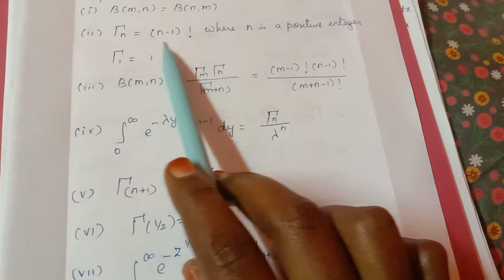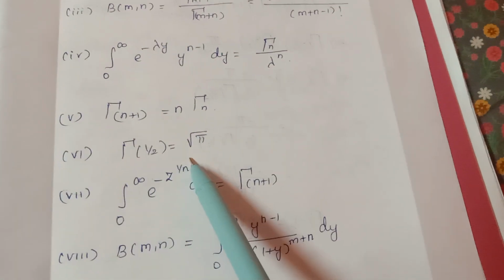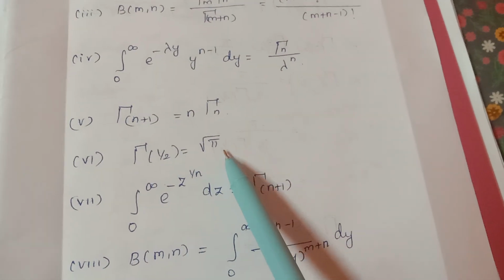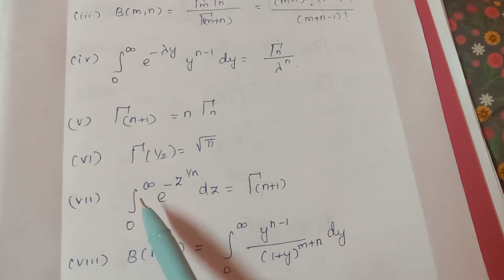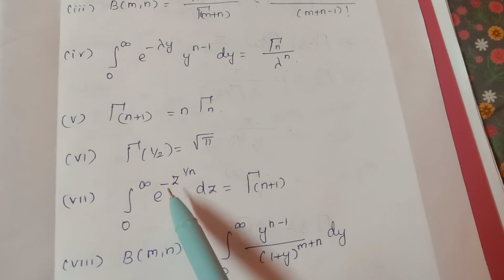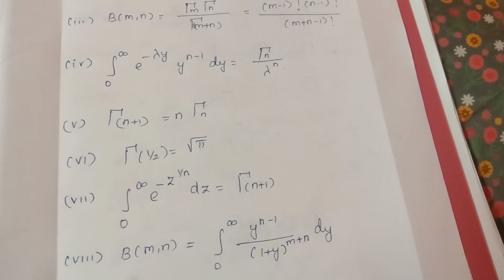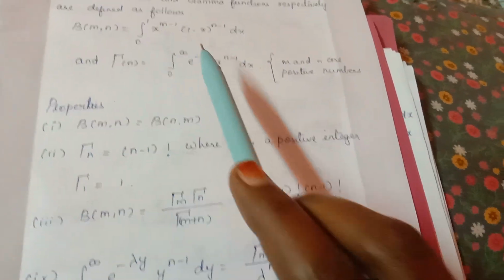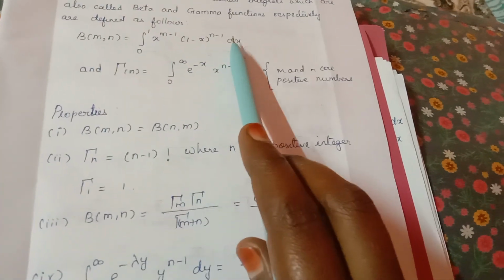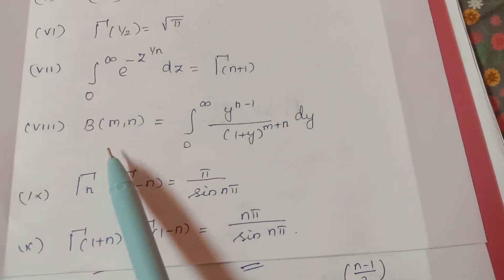Okay, for all positive integers this relation is true, but when you have a fraction, gamma of half is equal to what? Root pi. So this is a very important property that we frequently use while doing problems. And integral 0 to infinity e power minus z power n dz equal to gamma of 1 by n plus 1. And see, beta integral is defined from 0 to 1, no? 0 to 1 x power m minus 1, (1 minus x) power n minus 1. But we have defined one relation for beta and gamma function. Now this is another form for beta integral.